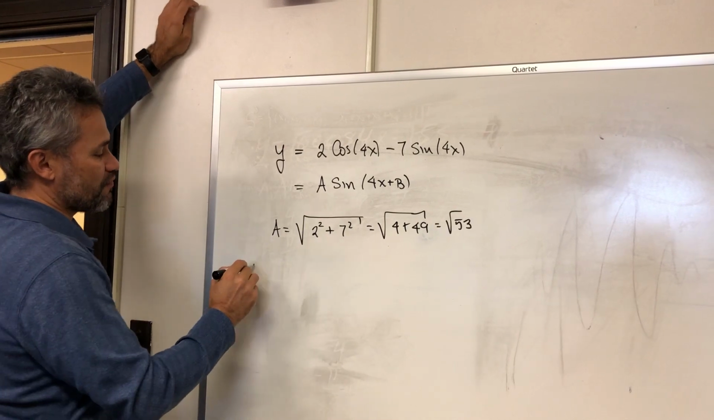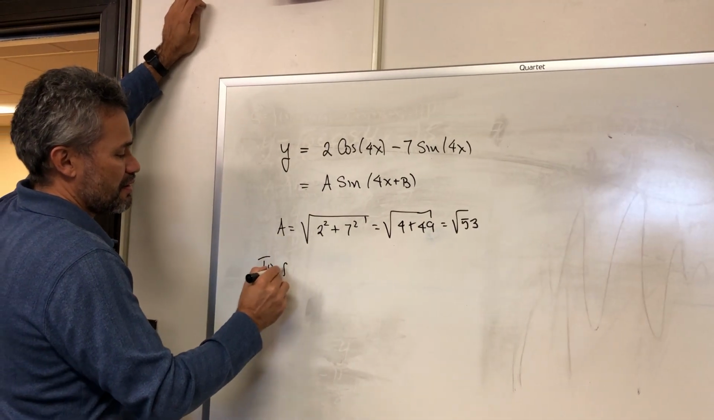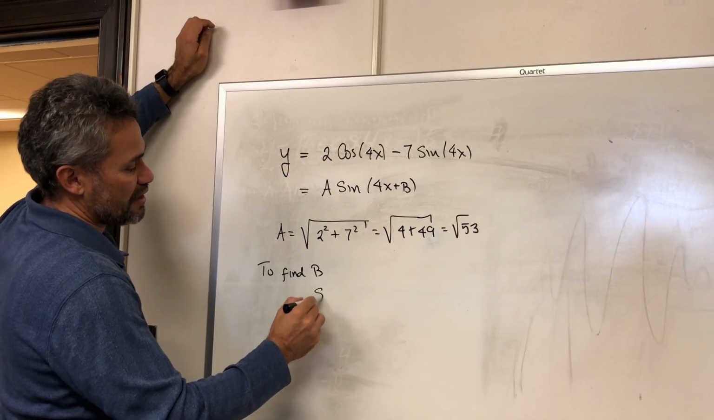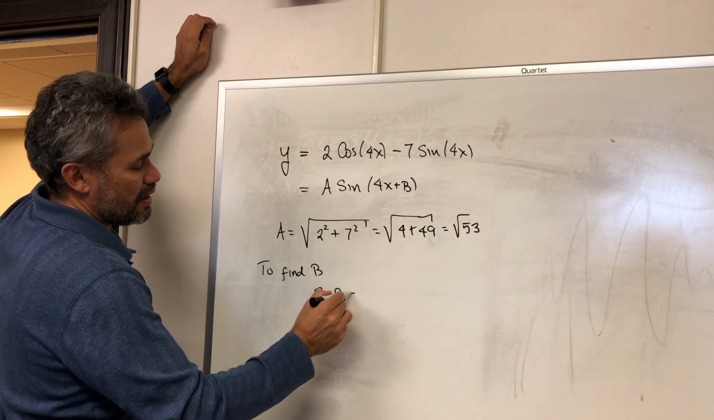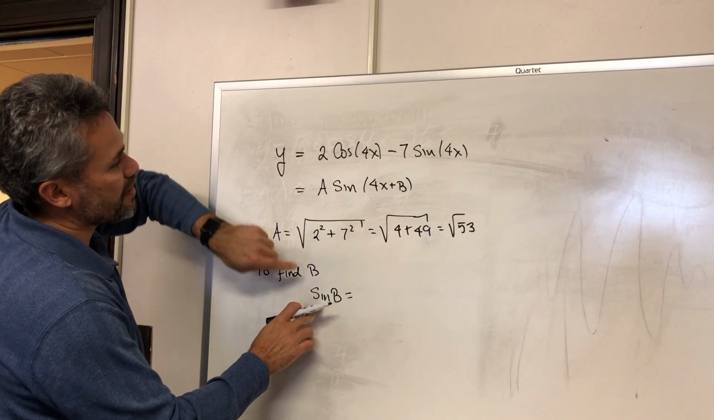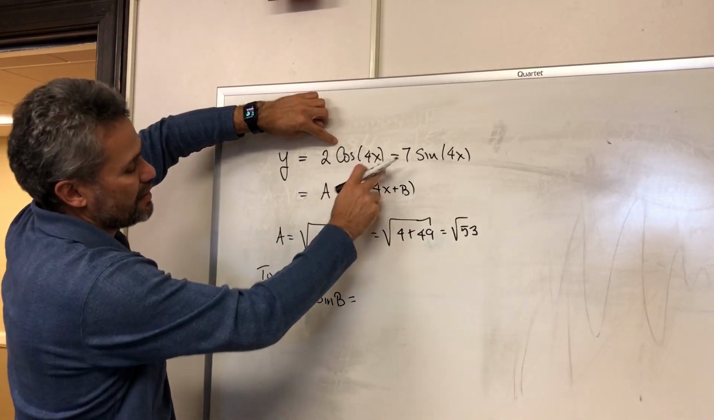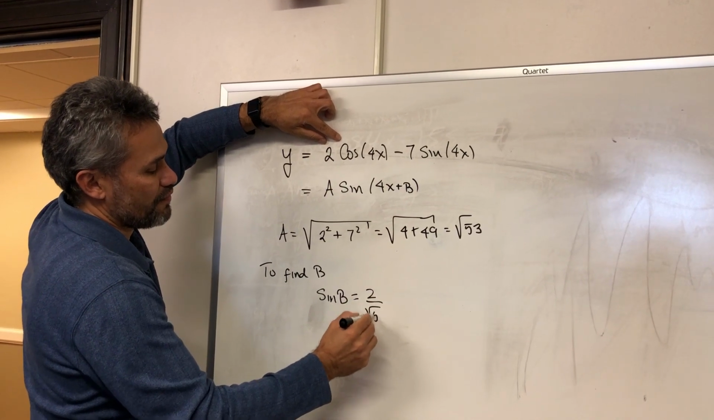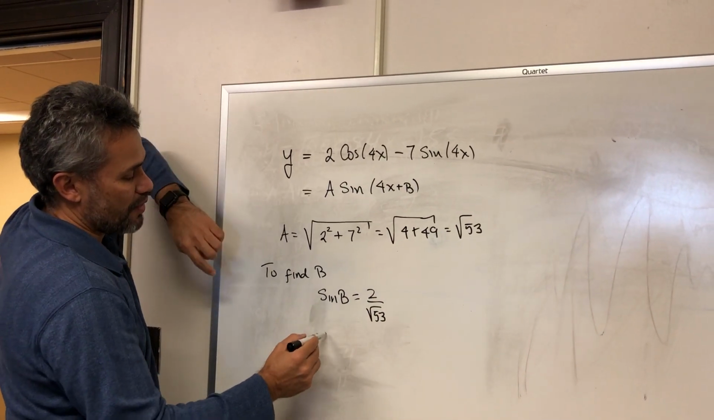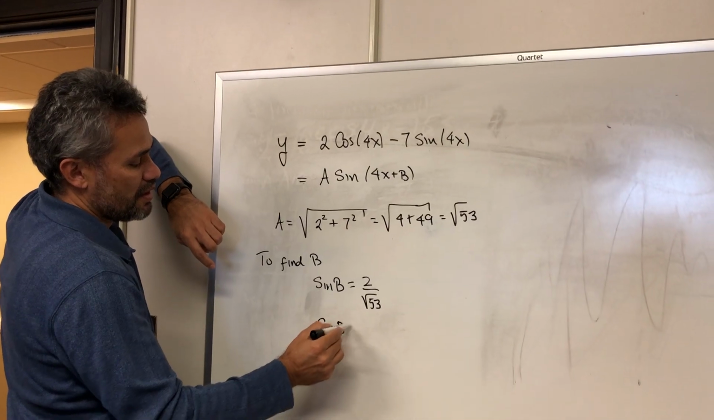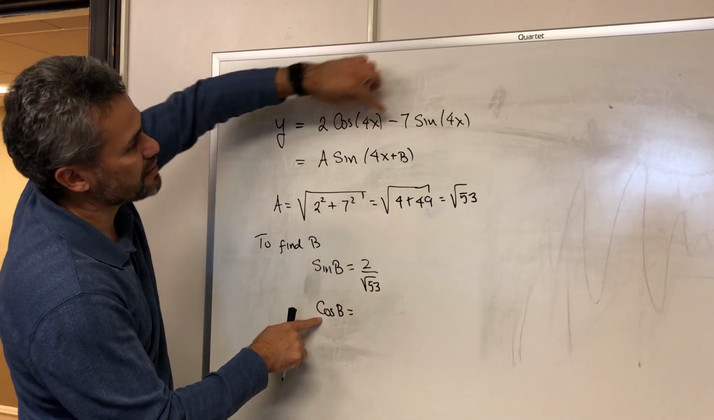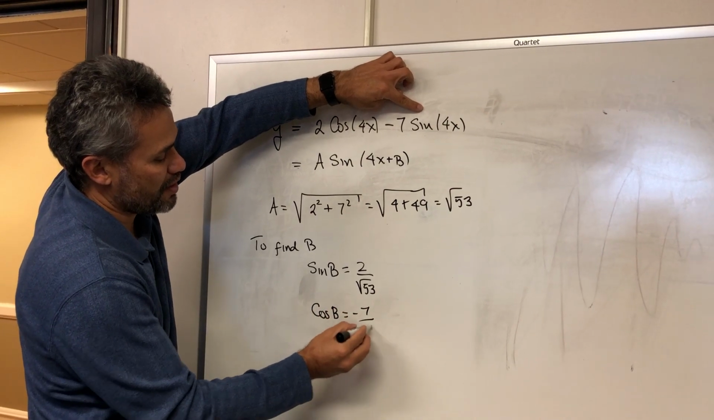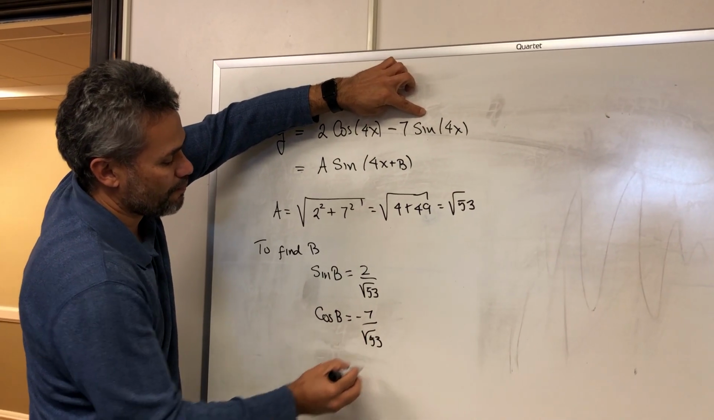Now, the other formulas to find b. We use sine of b, which is the coefficient next to the cosine, divided by a. So it's 2 divided by the square root of 53. And cosine of b is the coefficient next to the sine. It alternates. Then it's negative 7 over the square root of 53.